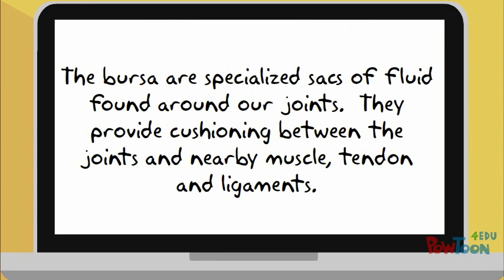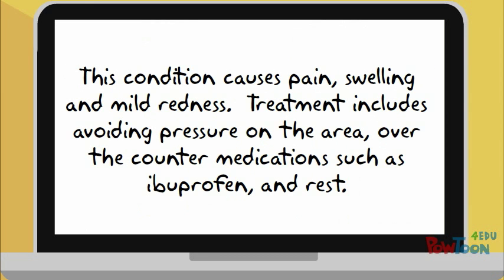The bursae are specialized sacs of fluid found around our joints. They provide cushioning between the joints and nearby muscle, tendon, and ligaments. This condition causes pain, swelling, and mild redness. Treatment includes avoiding pressure on the area, over-the-counter medication such as ibuprofen, and rest.